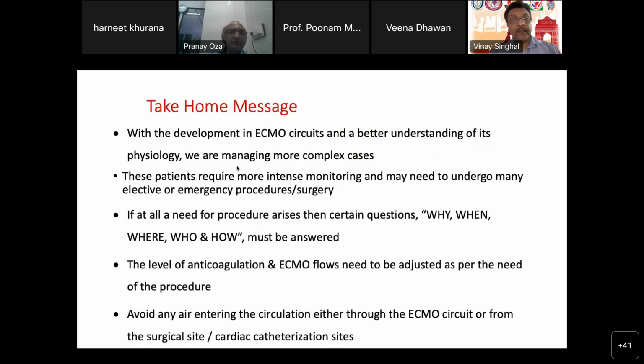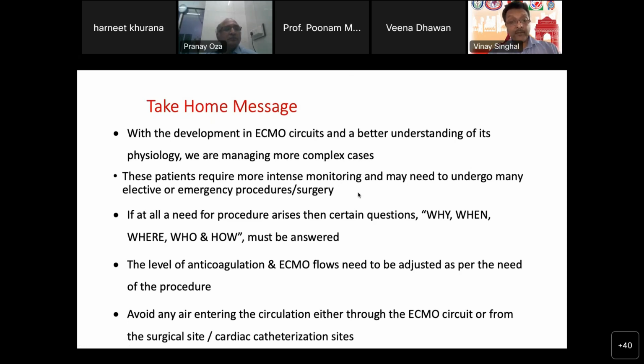So coming to my concluding slide, with the development in ECMO circuits and a better understanding of physiology, we are managing more and more complex cases. We had already seen, and everybody is seeing, that in the last 50 years we have come across many more complex cases. These patients require more intense monitoring and may need to undergo many elective or emergency procedures, but we need to always answer certain questions: why, when, where, who, and how.